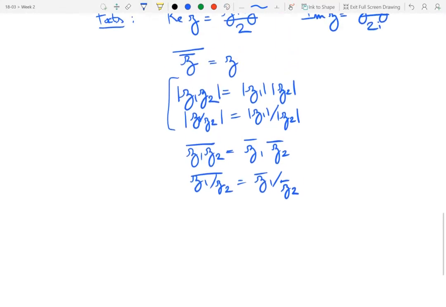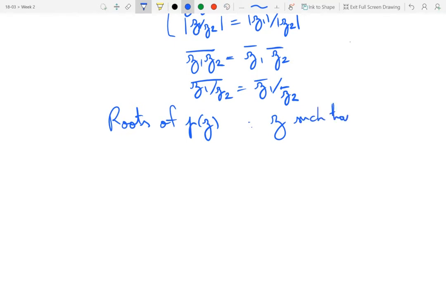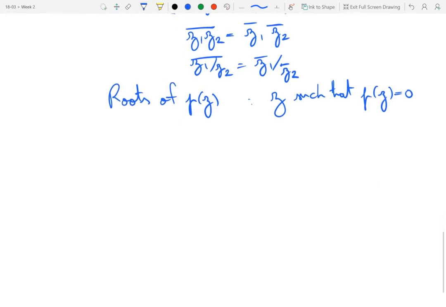And finally, an important role that complex numbers play, that was alluded to earlier, is in finding roots of polynomials. If you have a polynomial of a complex variable z, the roots are those numbers z such that when you try the polynomial you get 0. And complex numbers play a very, very important role in finding roots of polynomials. Let's take an example here.